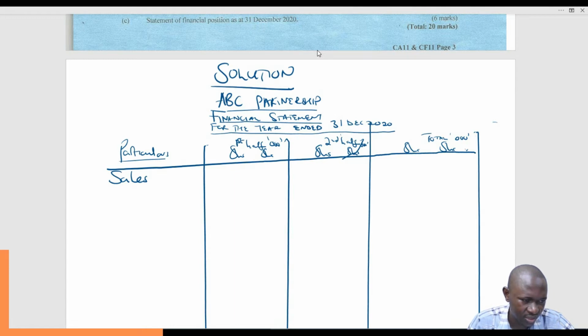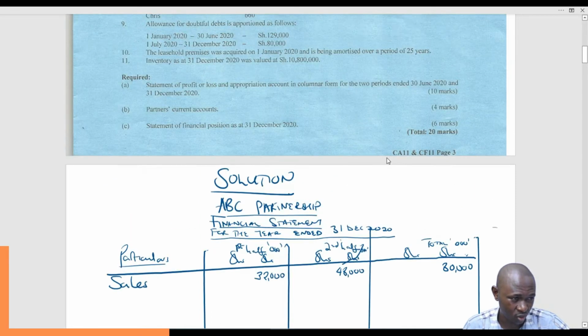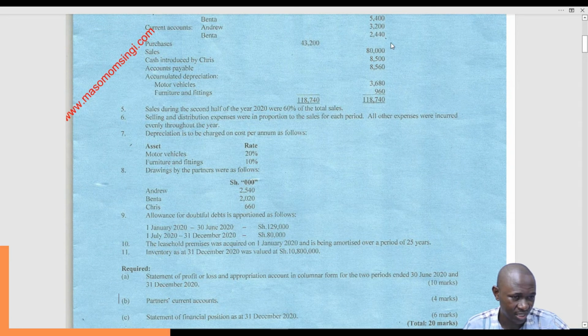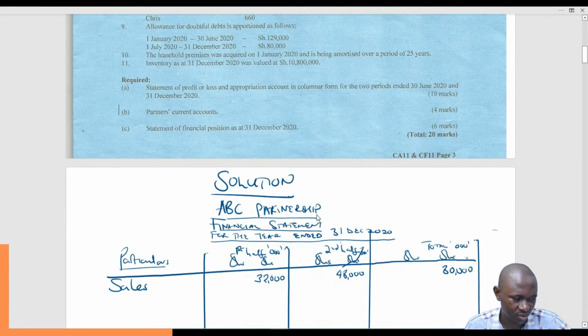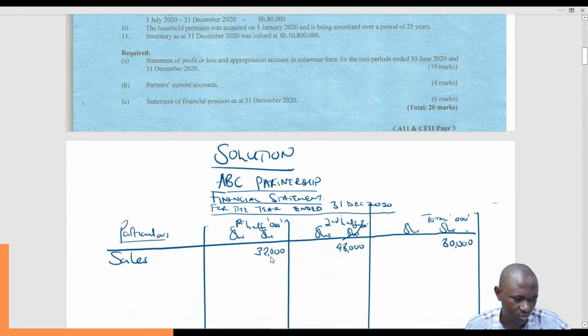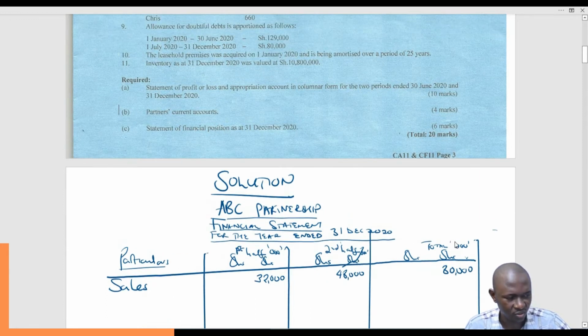How much is 40% of 80,000? 3.2, so we are talking about 32,000. And then here it will be 60% of 80,000, which is 48,000. And then the total is 80,000. So that's how we are going to approach it. The 80,000 is straight from the question. If you read it, it's here. Sales 80,000. Sales during the second half of the year is 60%. So 60% of 80,000 is 48,000, and 40%, which is the remaining balance, is 32,000. So 32 first half, 48 second half, and total that.